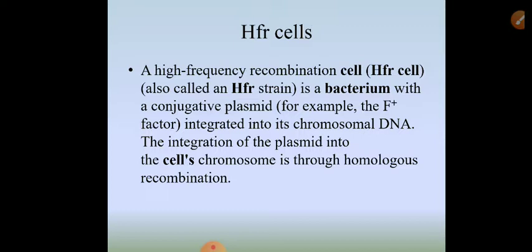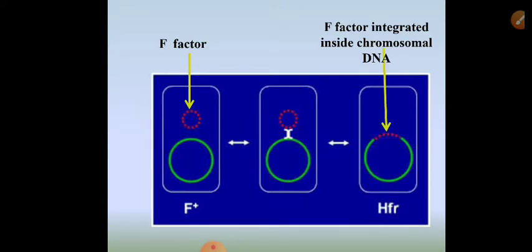What is an HFR cell? An HFR cell is a bacterium in which the F factor, the plasmid, is integrated inside the chromosomal DNA. It is the cell in which the conjugative plasmid, that is the F factor, is integrated into the chromosomal DNA. The integration of the plasmid into the cell's chromosome takes place through homologous recombination.